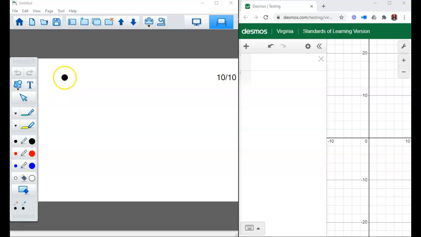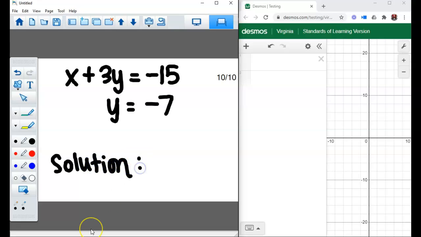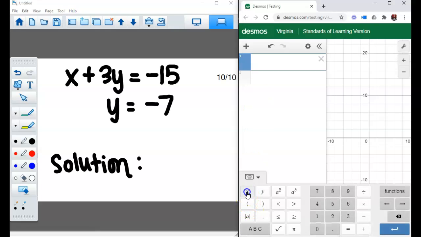All right, next up, x plus 3y equals negative 15. y equals negative 7. So those are my two equations, which makes it a system. And I'm looking for the solution. So first equation goes in, x plus 3y equals negative 15.